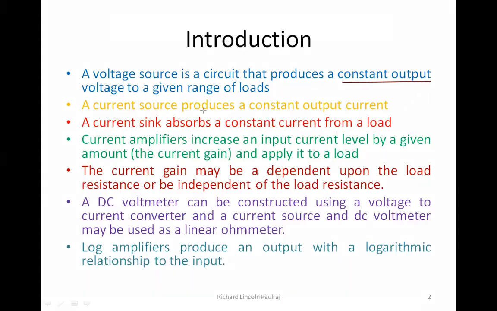A current source produces a constant output current. Just like how we saw for voltage, which gives us constant voltage, a current source gives us constant output current, no matter what the load is, however the circuit is put up.